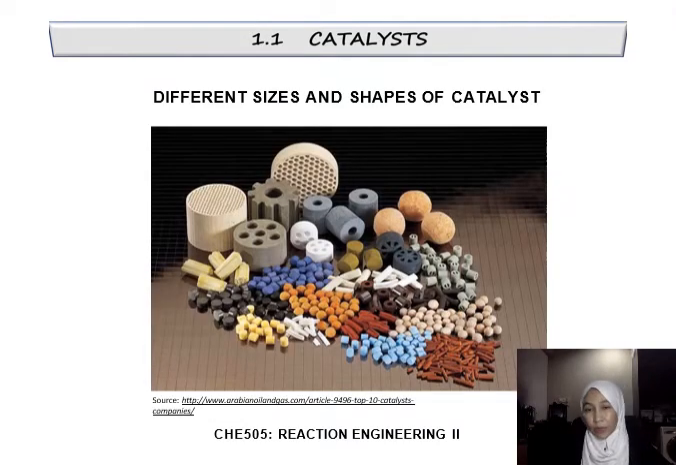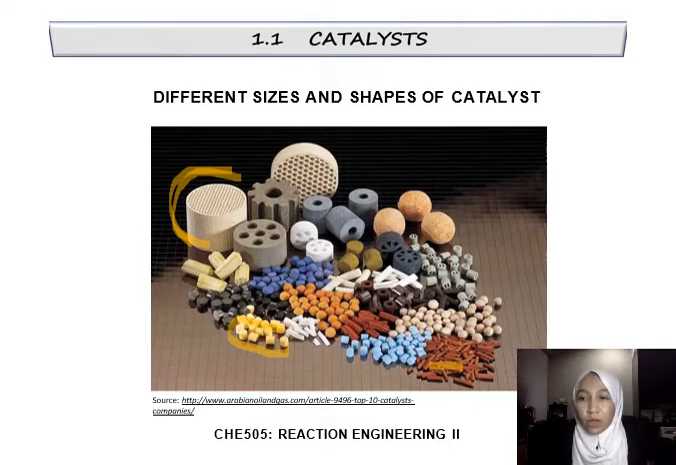So these are example shapes and types of catalysts. You can see that this is the monolith type. This one is the cylindrical type. This one is the spherical type. The types of catalysts you can just find on the internet, because the field of catalysis is mature already, so you can find information on catalysts on the internet apart from this slide only.